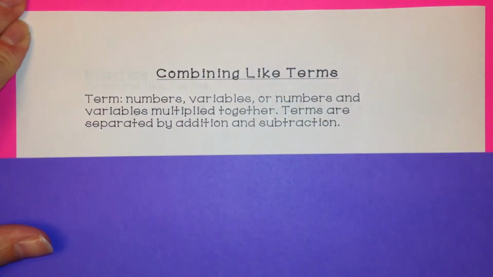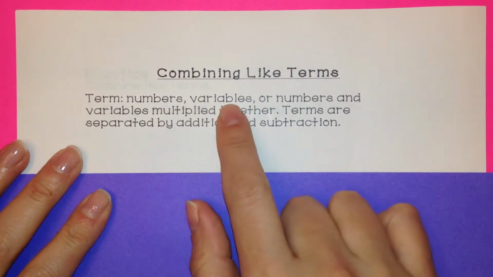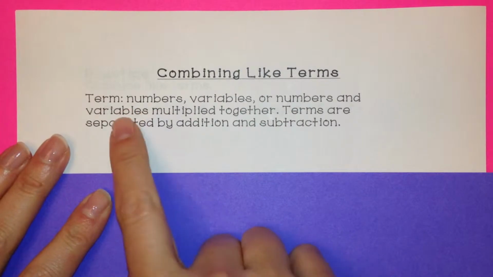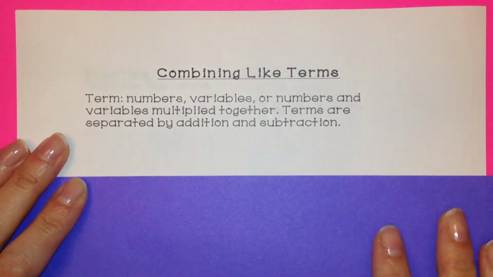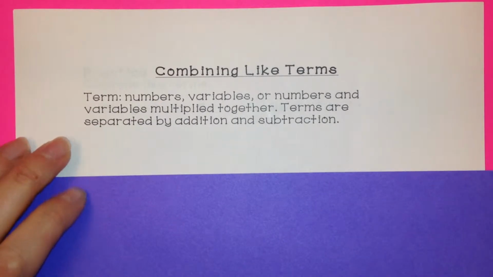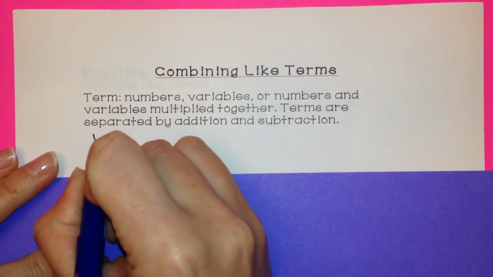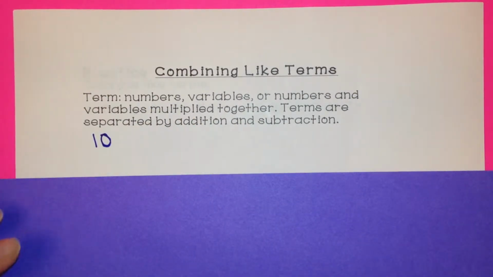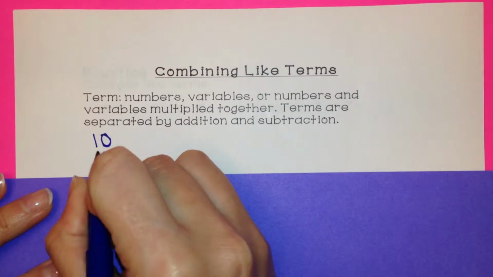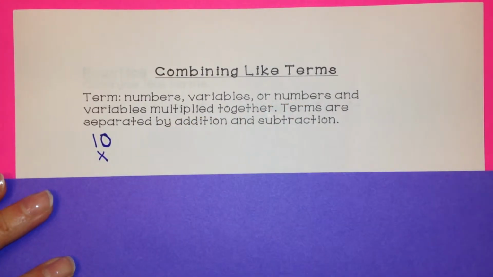This video is on combining like terms. A term can be any numbers, it can be variables, or numbers and variables multiplied together. Terms are separated by addition and subtraction, so I'm just going to list some terms. A number. A term could be 10. You could have variables. You could just have x. Or you could have numbers and variables multiplied together.